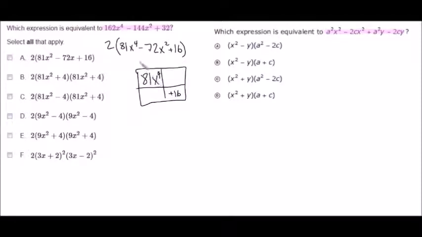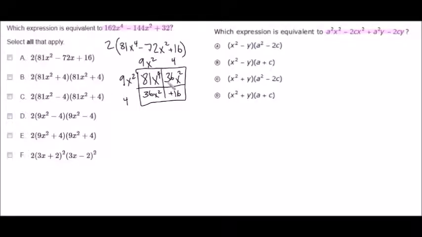Well, 81 is perfect because that's just 9 times 9. And to get x to the 4th power, that would be x squared times x squared. And 16 is perfect because that's just 4 times 4. The question is, how am I going to add these 2 boxes to get negative 72? Well, 9 times 4 is going to be 36. And 36 plus 36 is going to give me 72. But I need that to be negative 72.